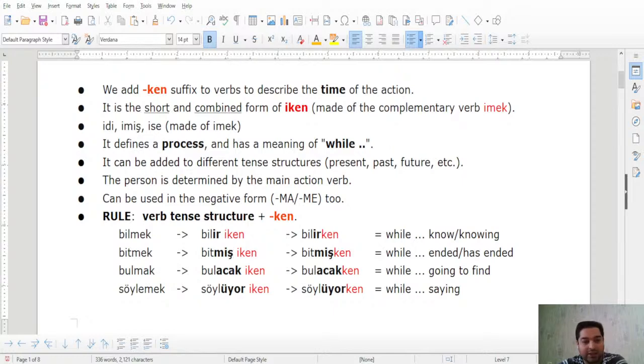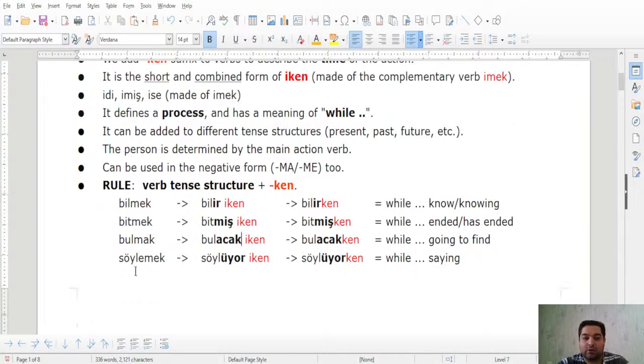But yapmış iken, for example, you can say ödevi yapmışken çay içelim. While you have done your homework, while the condition is that you have already finished your homework, let's have tea, let's drink tea. Ödevin bitmişken bunu yapalım.